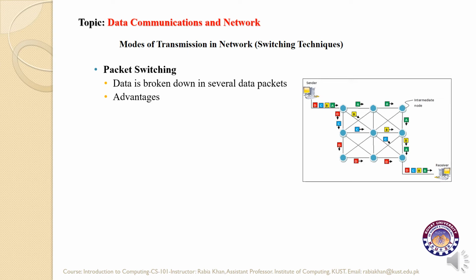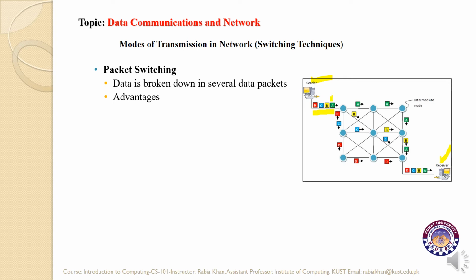Here you can see in the diagram, there is a sender and a receiver. The sender creates a message. The data is divided into small packets. So here you can see four data packets are formed: A, B, C, D.